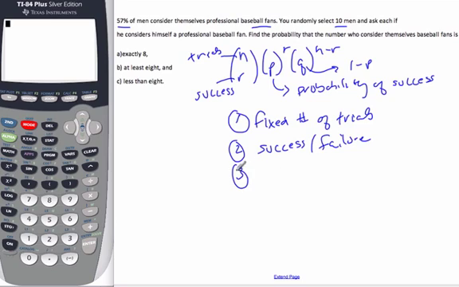And finally, the third one is that the probability is fixed from event to event. So as I go from the first man to the second man to the third man, it's always a 57% chance that he's a baseball fan. That's what I mean by probability is fixed. When these three conditions are met, then this binomial situation is going to occur. So let's work through this example, see how it is done.